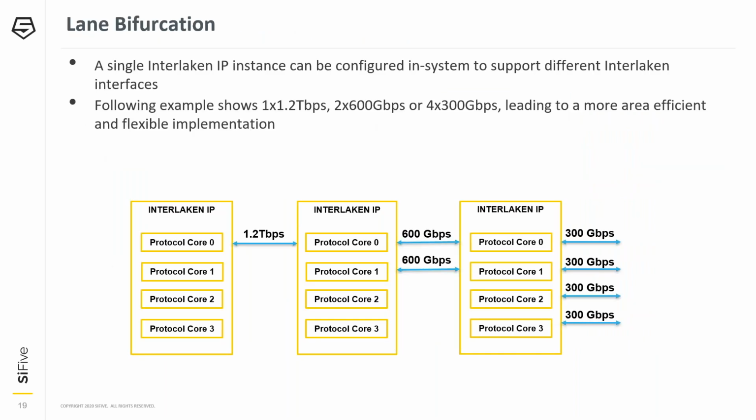The slide here nicely summarizes the different configurations of a quad core IP and how they can be used with the exact same drop. As you can see over here, we have three instances of this IP on three different chips. The first two chips are connected using a single link of 1.2 terabits. The second instance breaks up this 1.2 terabits into two pipes of 600 gig each. Similarly, the third Interlaken IP is breaking up the two 600 gig links into four 300 gig links. This feature is also what we call the lane bifurcation feature.